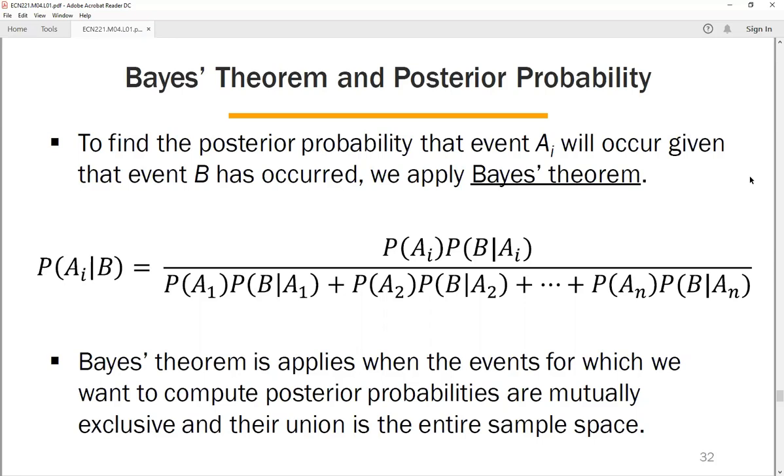Bayes' theorem applies, or we use it, when the events for which we want to compute the posterior probabilities are mutually exclusive and their union is the entire sample space. Then we would use it.